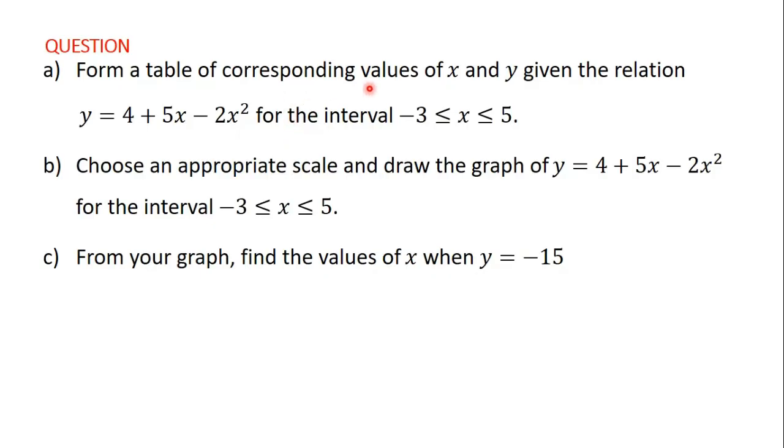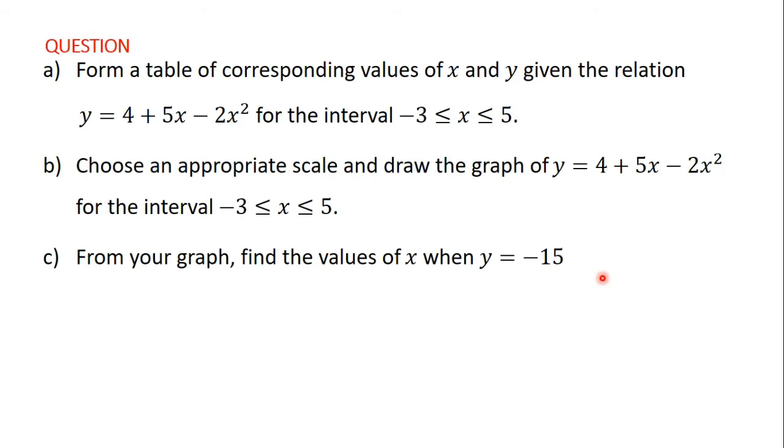Form a table of corresponding values of x and y given the relation y is equal to 4 plus 5x minus 2x squared for the interval x is greater than or equal to minus 3 and less than or equal to 5. Choose an appropriate scale and draw the graph of y is equal to 4 plus 5x minus 2x squared for the interval x is greater than or equal to minus 3 and less than or equal to 5. From your graph, find the value of x when y is equal to minus 15.